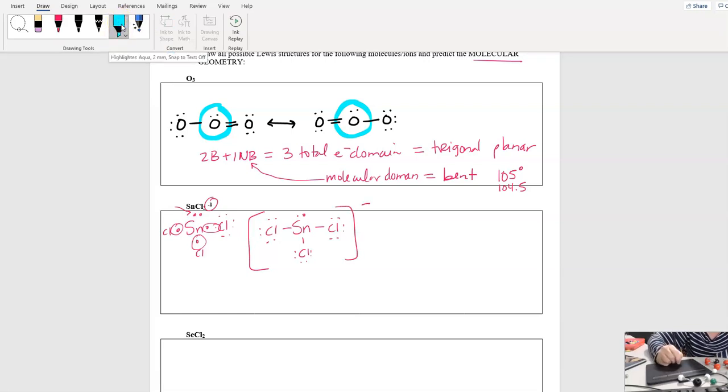Focus only on that central atom and count up what you have. I have 3 bonding regions plus 1 non-bonding, so that means it's a total of 4 electron domains. And which ones have 4 electron domains? Well, that's tetrahedral.